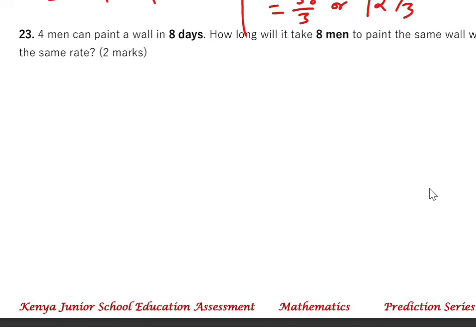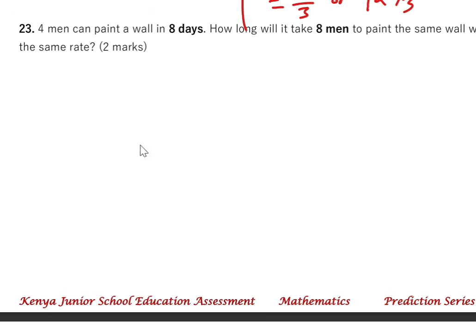Number 23, on rates of work. 4 men can paint a wall in 8 days. How long will it take 8 men to paint the same wall, working at the same rate? So here we have days. I'm going to have here a column. And then here we have, let us start with men. So 4 men. So here we have men, and then we have days. So 4 men take 8 days. How long will it take 8 men?